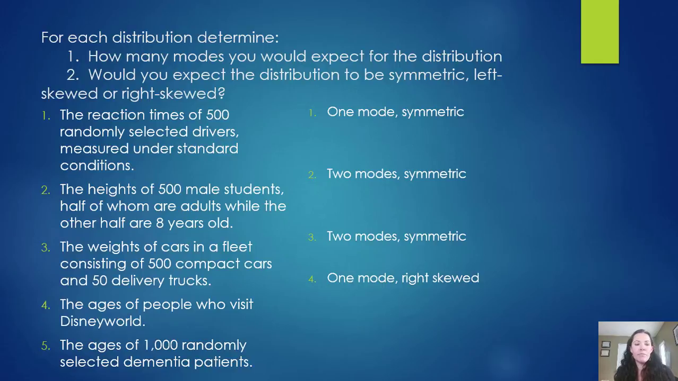And the ages of 1,000 randomly selected dementia patients, this one will be left skewed and one mode because most of the people that have dementia are older. I'd say the average is probably in the 70s or 80s somewhere. So you get a peak to the right, and then people that are like our age, from 0 years old up to 30 or 40, don't have dementia as much. But as you get past the age of 50, it starts to peak and go back down. So that would be one mode and left skewed. It's very hard to find these left skewed examples when we're talking about distributions, but this is a good one. Age is always a good one that pops up when we think about the skews of distributions.